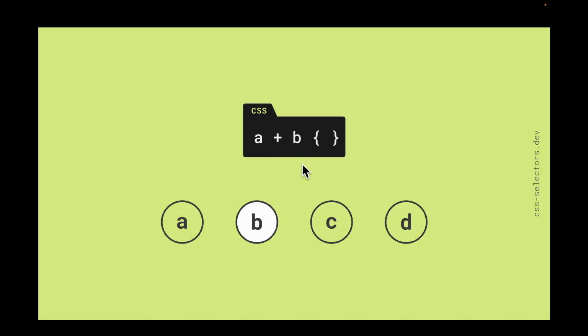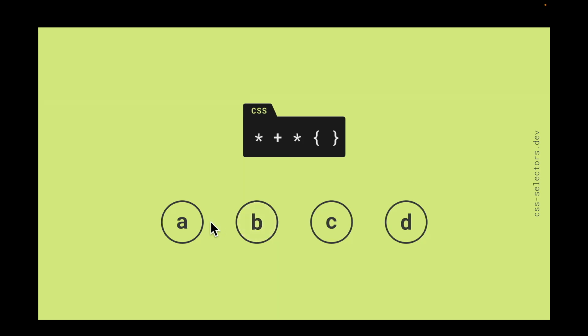Before we dive into how the owl selector works, let's review what we learned about the adjacent sibling combinator since the owl selector utilizes it. Using the adjacent sibling combinator, we can select the B element because it is right next to the A element from the adjacent sibling combinator here. Now let's see how the owl selector operates.